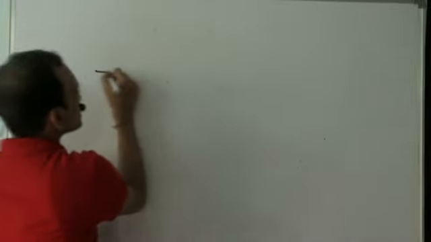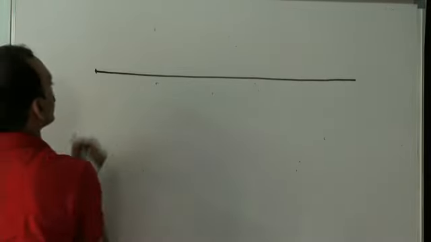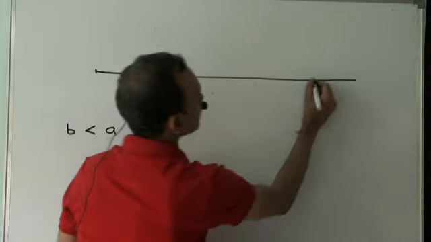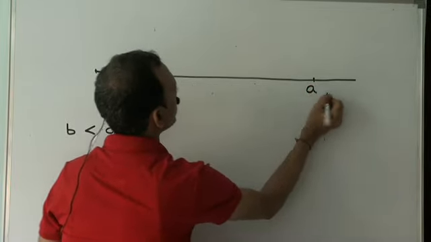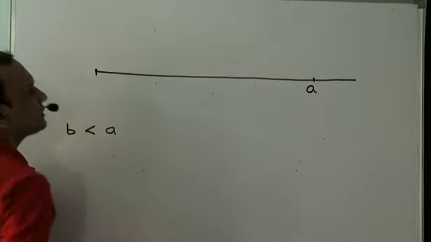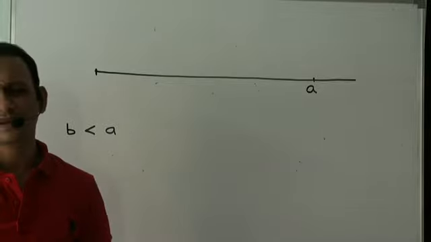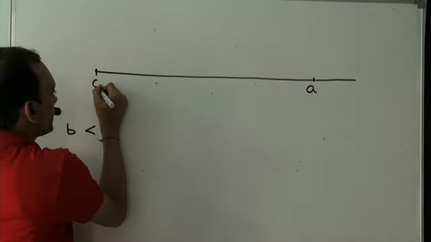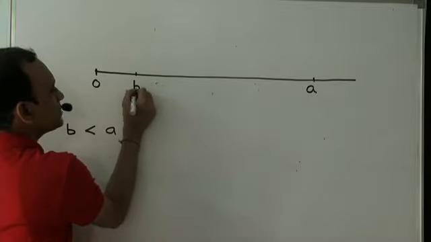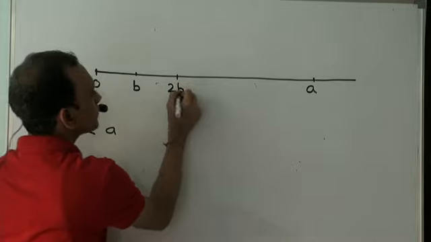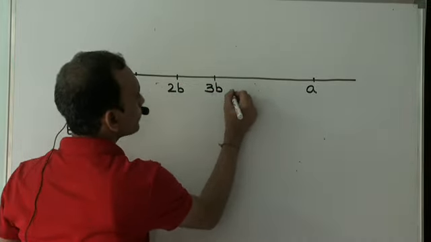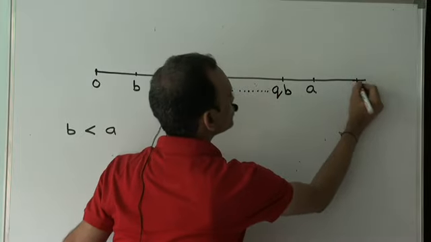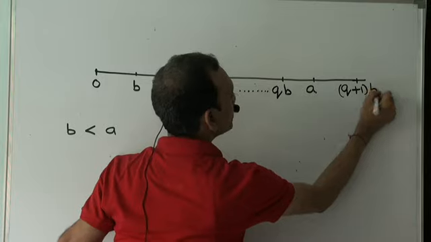Now, in a very general sense, say b is smaller than a. Say this is a. Then when I am dividing by b, there are a certain number of b's included. Say this is the real number line, which is 0. This marks b. This marks 2b. This point is 3b. To the immediate left of a is some qb. To the immediate right of a is, say, (q plus 1)b, and so on and so forth.